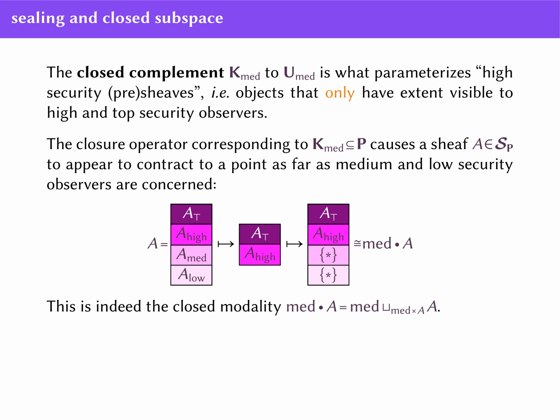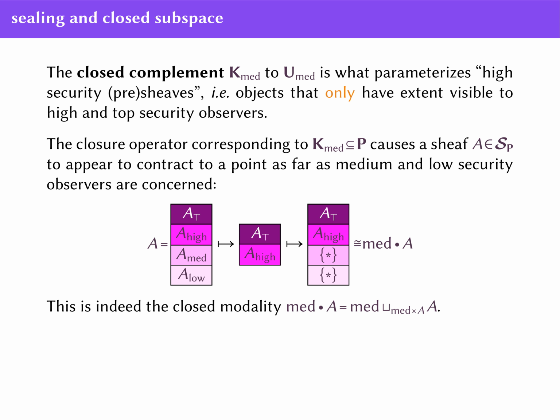Analogous to the open subspace, the closed subspace generates a closed modality. Whereas the open modality replaces what was visible to high security clients with the limit of the low security data, the closed modality leaves the high security component alone, but zeroes out the low security component. This has the effect of ensuring that a low security client can never see the data.